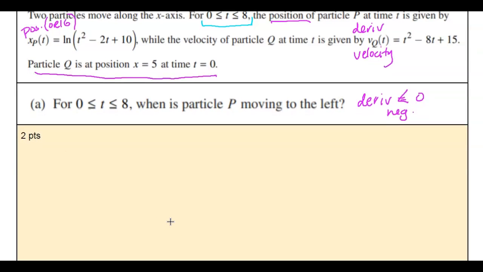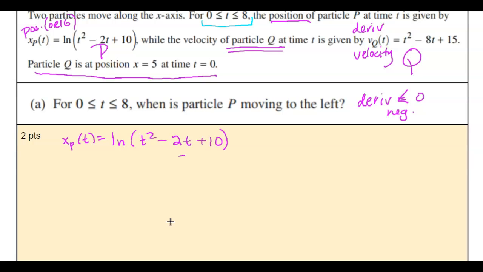So here's our velocity. And we're going to set it equal to 0 so we can solve. Oh, wait, hold on. Particle P, so never mind. That's particle Q. I need to pay attention. So that's Q, and this is for P. All right, so let's start over. So I know that x_P of t is this.